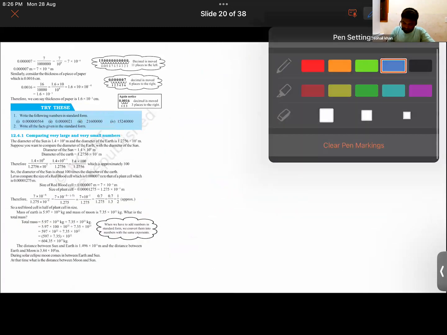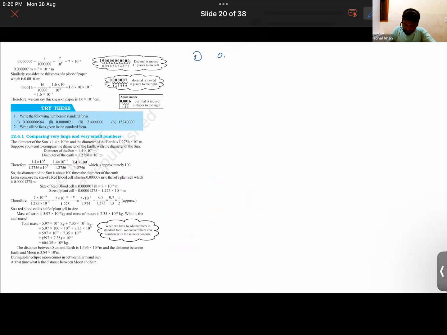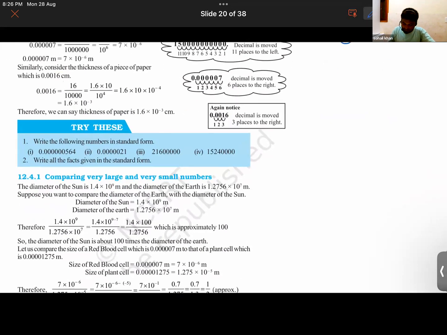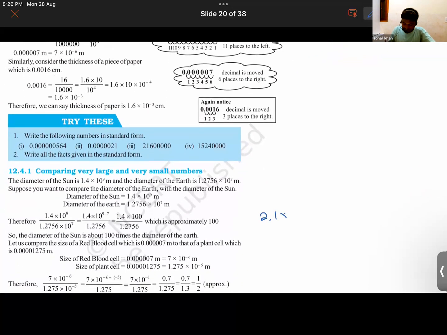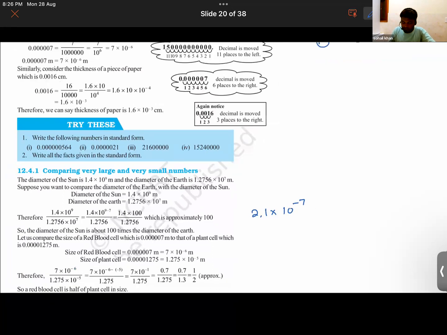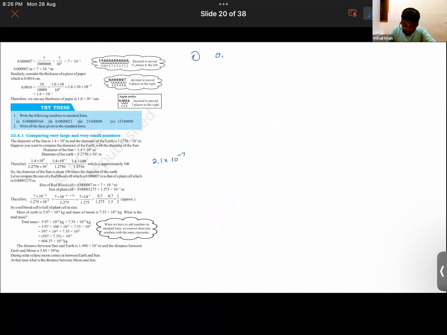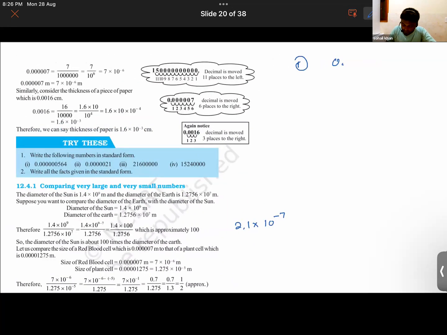Sir, I got the answer. Yeah, what is the answer? It is 2.1 multiplied by 10 raised to the power minus 7. Okay, we will come to that. First, let me check Ahmed's answer. So the question is 0.00, how many zeros are there? 3 and 3, 6 zeros are there, no? Okay, that is the number.